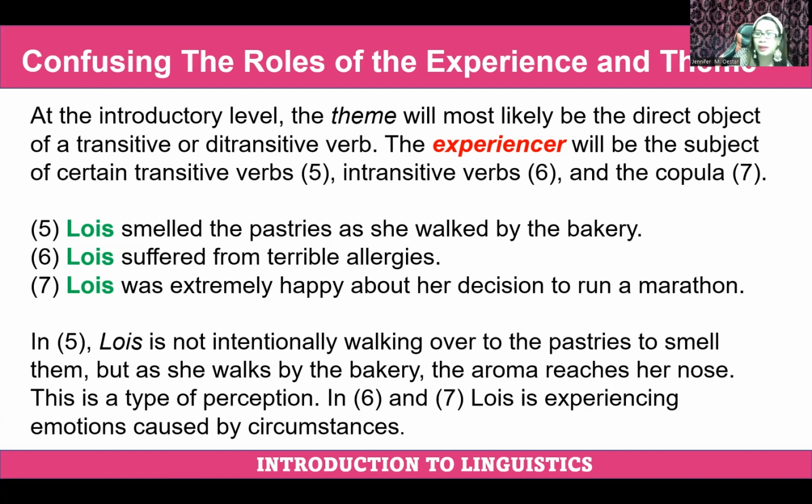So, therefore, anong pinagkaiba? Si Lois ay experiencer. Kasi siya yung nakaramdam ng kilos. Tama ba? So, in 5, Lois is not intentionally walking over the pastries to smell them, but as she walks by the bakery, the aroma reaches her nose. This is a type of perception. She's the one perceiving the action. So, in 6 and 7, Lois is experiencing emotions caused by circumstances. So, yun po siya.